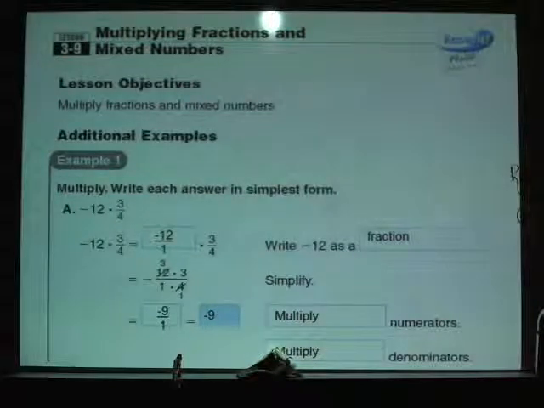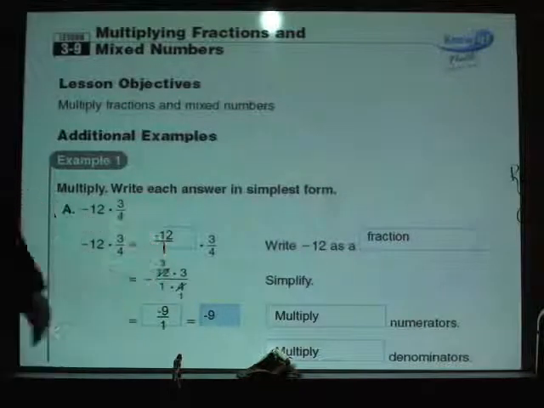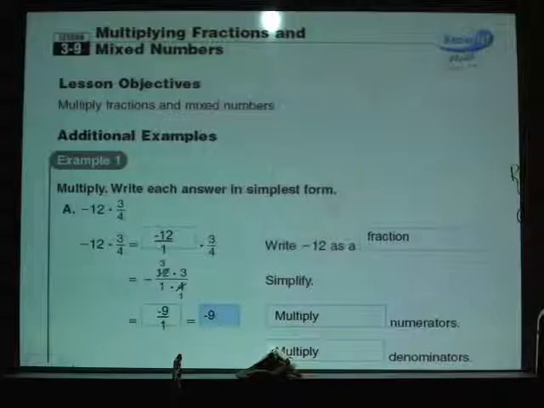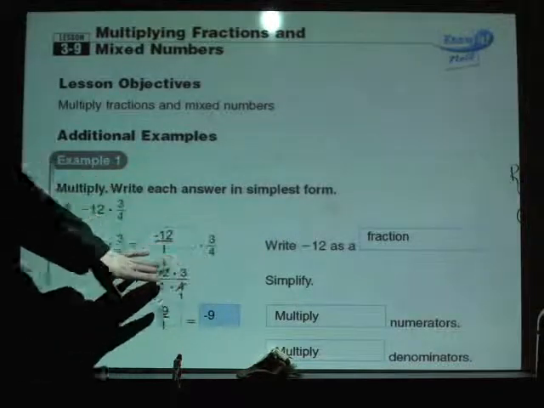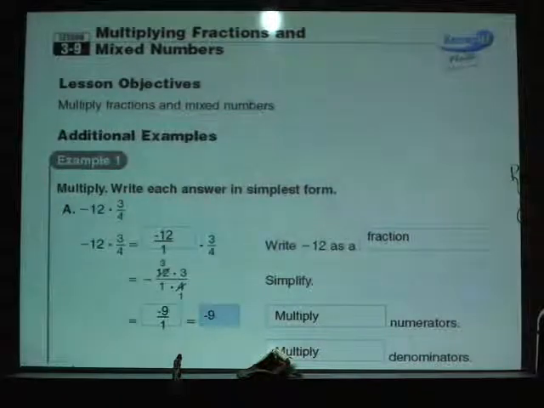We're supposed to multiply in example 1 and write the answer in simplest form. And it says negative 12 times 3/4. Now what you're going to probably want to do here, because this is really about multiplying fractions, is make sure that both parts are indeed fractions. And in this case, that means writing the negative 12 as a fraction, which is negative 12 over 1. Now at that point, we would then go ahead and multiply across. So you could do 12 times 3, 36, and 1 times 4, which is 4. So you would have negative 36 over 4.